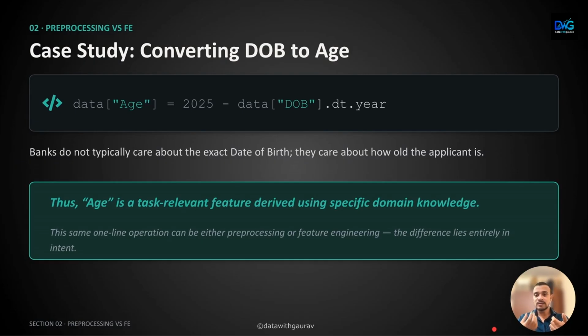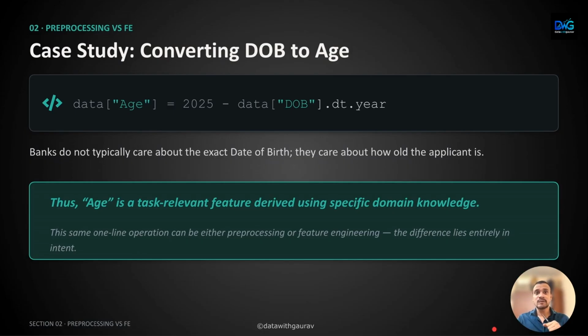So what we'll generally do is extract the year from the date of birth, subtract that year from the current year, and we will arrive at the age of the applicant, right? So notice what's happening here. We are not fixing a data quality issue. The date of birth is already clean and perfectly valid. Instead, we are converting it into a new feature that carries more meaningful information for the prediction task, right?